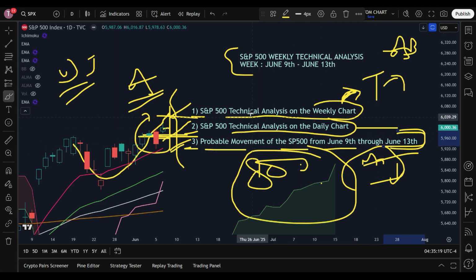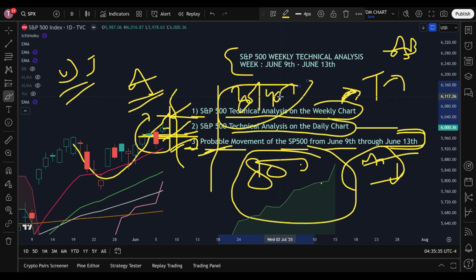And guys, let me tell you one more thing. All of these three sections are interrelated, interconnected. So by the time I discuss the probable movement, the third point, I have already covered 30 to 40% of the probable movement in the first and second points of the agenda. This is why it is highly recommended that you watch all of these three sections in order to understand what is going to happen in the S&P 500 and, in a manner, the entire US stock market in the next week, meaning the week of June 9th.